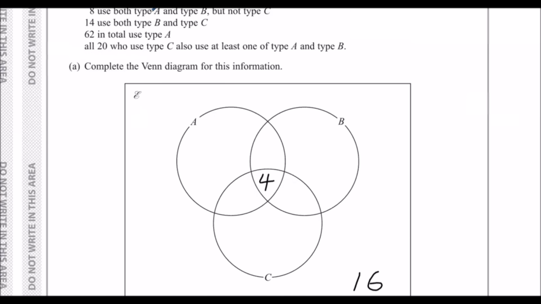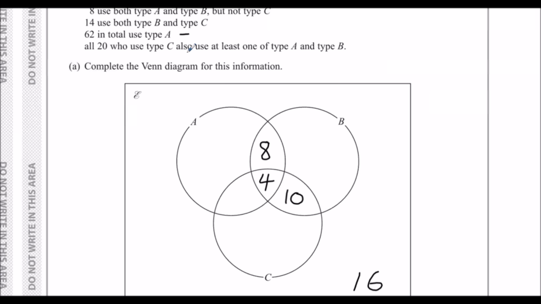8 use both of type A and B, but not C. So A and B, but not C, is this bit here. 14 use B and C. So B and C's crossover must be 14. We've already got 4 in there, so we need 10 more. So 14 are in the B circle and the C circle. 62 in total use A. So we can't do anything with that yet.